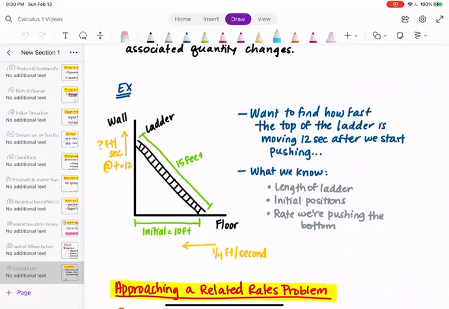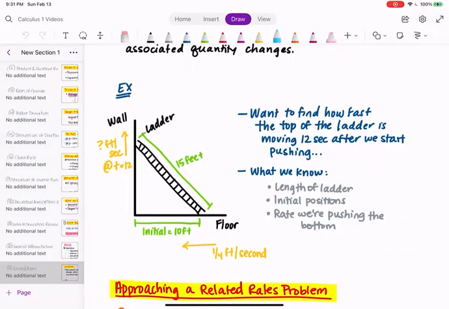So here's an example. We have a ladder leaning up against the wall. Obviously, it's touching the floor. Initially, we know the ladder is 15 feet long. That'll never change. The ladder will always be 15 feet long. And we know that initially the bottom of it is 10 feet from the wall. What if I was to push the bottom of it towards the wall at 0.25 feet per second?